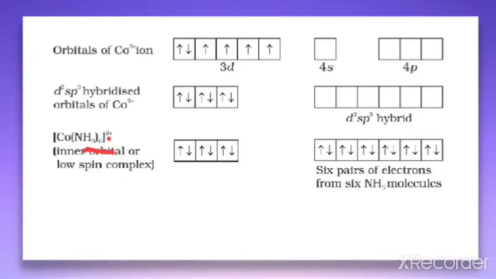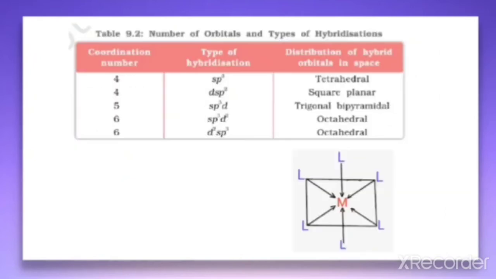So what are the two possible hybridizations that we have discussed? It can be either sp3d2 or d2sp3. We have to identify which type of hybridization. When there is a strong field, then the inner d orbitals are more likely to be involved in the hybridization. So the possibility is d2sp3.